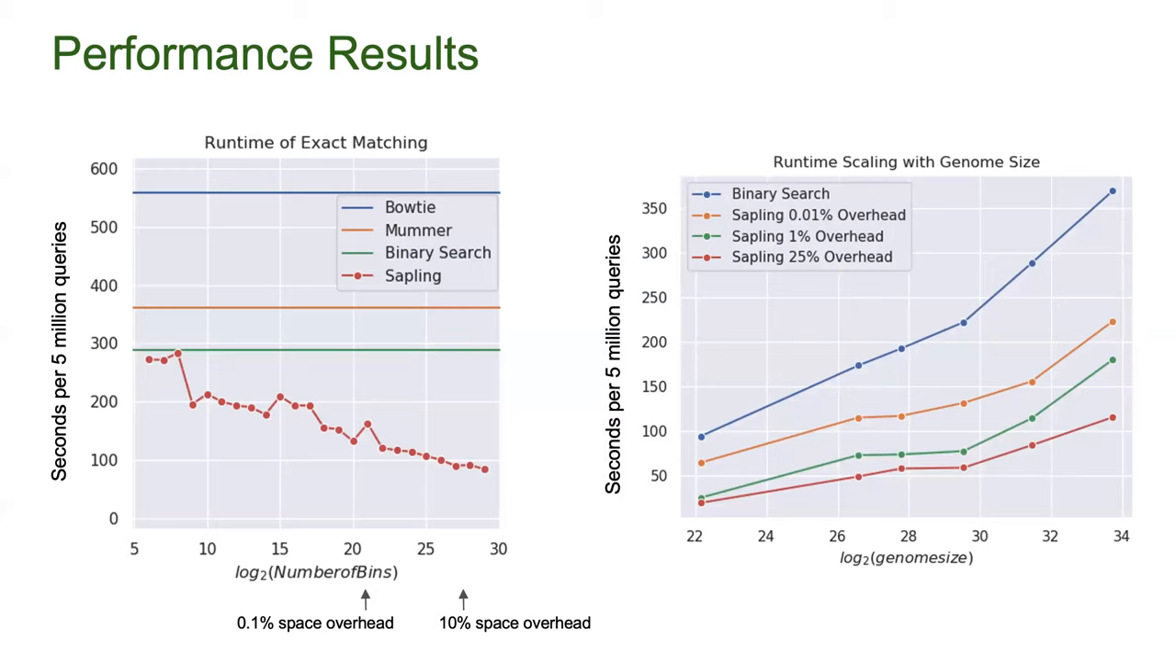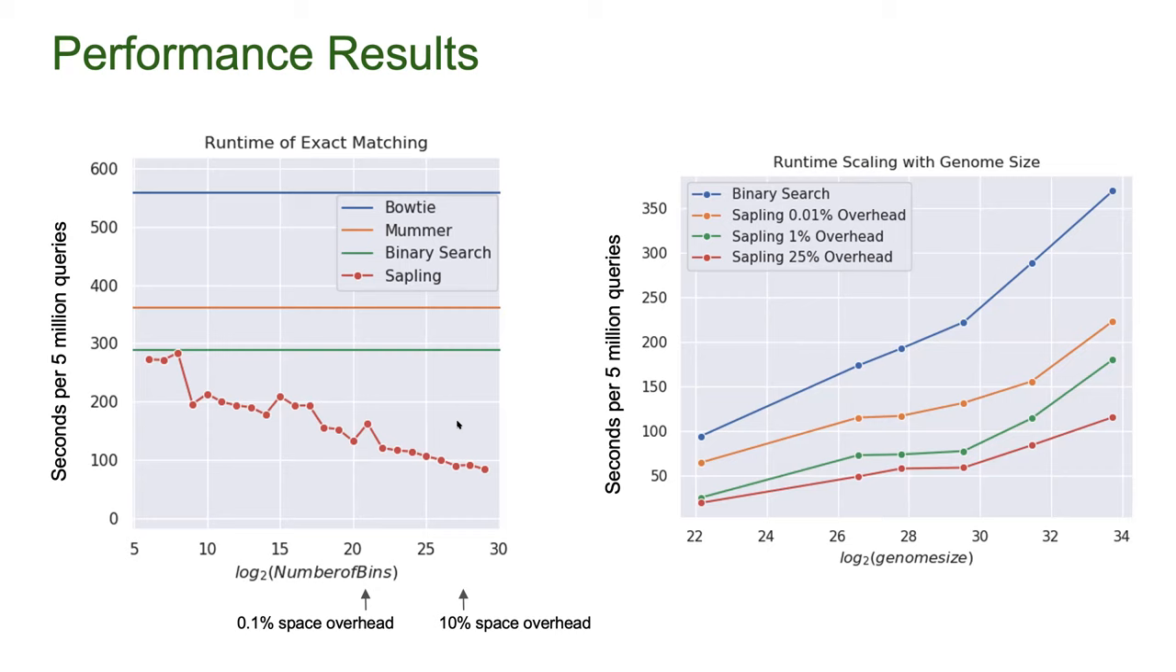So we took our implementation of regular binary search. We also compared it to a few leading algorithms, something called Mummer, another thing called Bowtie, that do similar operations. And what we're showing here is the amount of extra memory overhead that we're going to allow. How much of this sampling do we need to do? With 0.1% overhead, we make pretty substantial gains. At 10% overhead, we get almost a threefold performance gain.